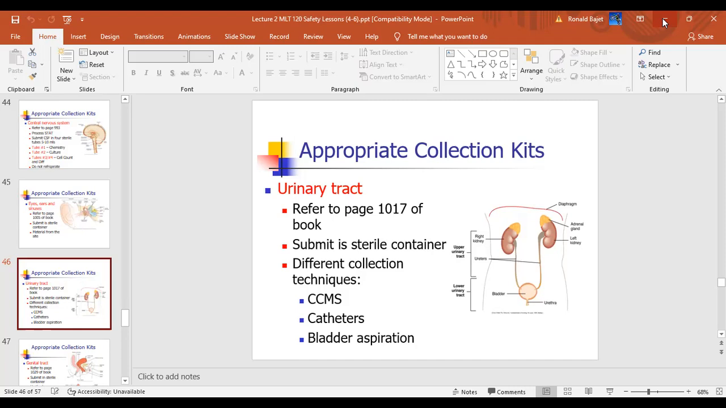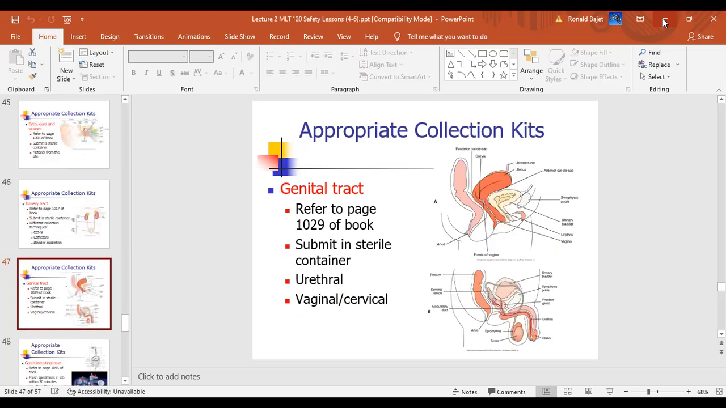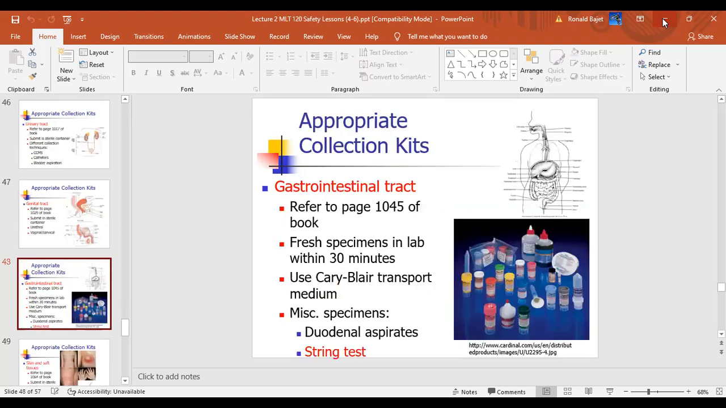With a clean catch urine specimen, there can be a high likelihood of contamination. And as you go from catheter to bladder aspiration, the likelihood of contamination is less. And then the genital tract: submit those in a sterile container, and the specimens will come from the urethra and the vaginal surgical area. The GI, gastrointestinal tract: for stool specimens, the transport media is Cary-Blair. And I'll talk about that Cary-Blair when I'm talking about Vibrio cholerae.